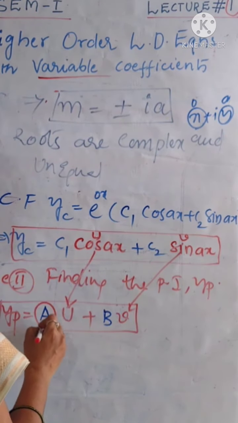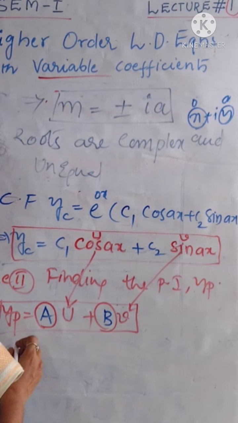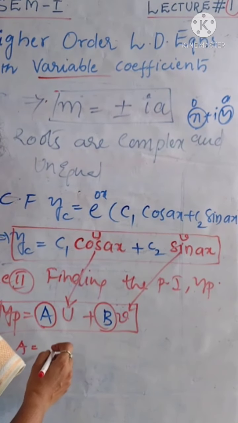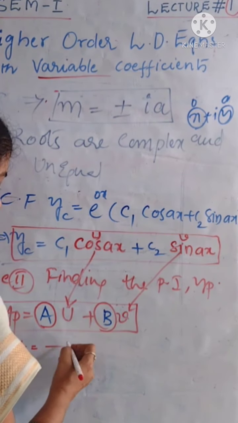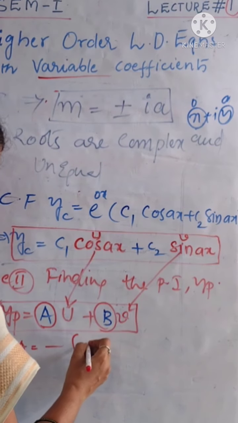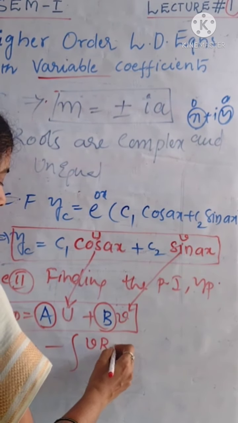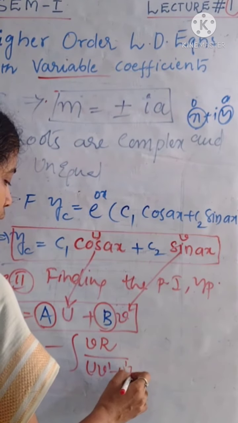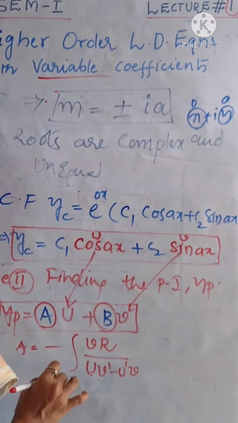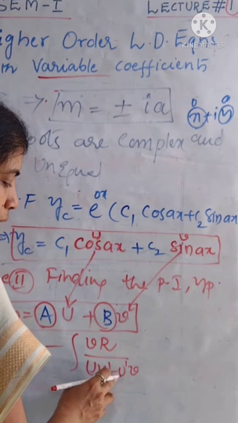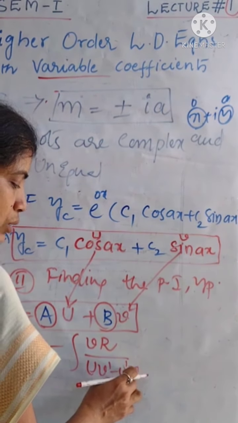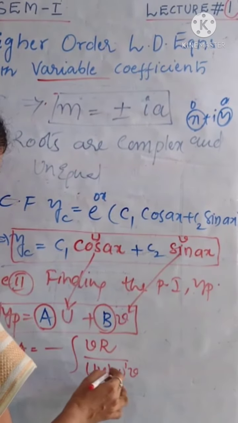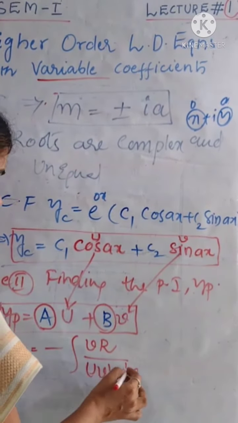Now we have to find the parameters a and b. What is a? You have to remember the formula: a is minus the integral of v into r divided by u into v dash minus u dash into v. Dash means derivatives: u into the derivative of v minus the derivative of u into v. First let us find the denominator value, then only we can go through the finding.